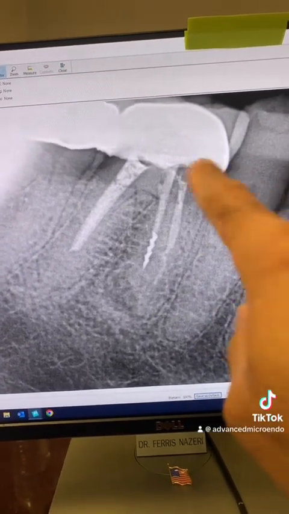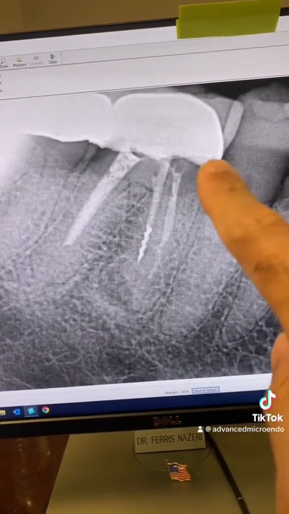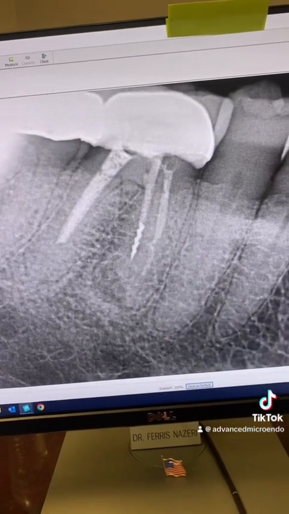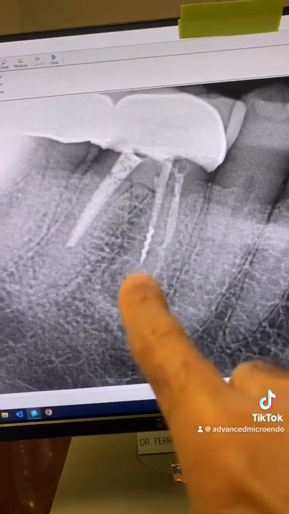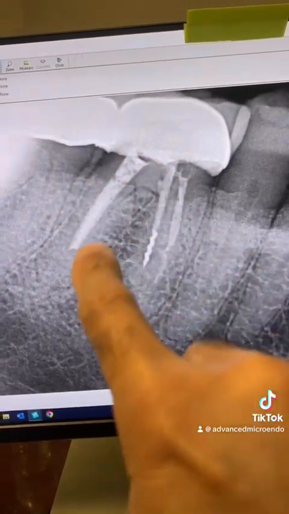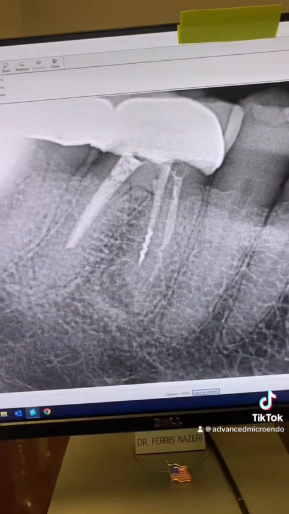As you can see, PFM crown, previous root canal, broken file, some root resorption here, periapical radiolucency. Look at the distal: short fill, but no periapical radiolucency.